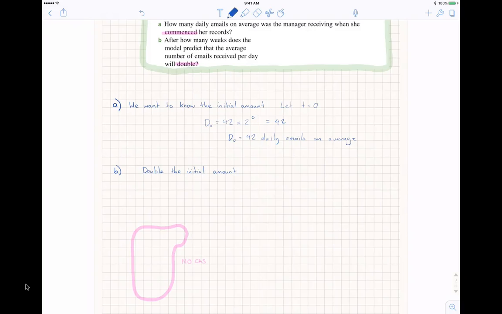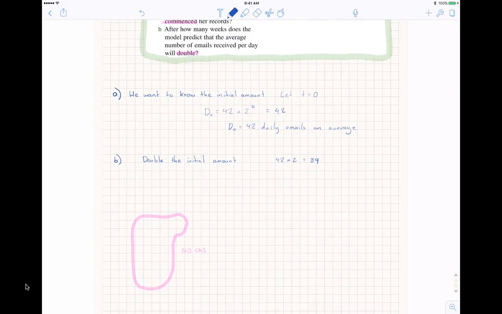Second part of the question, after how many weeks does the model predict that the average number of emails received per day will double? If it's doubling, that means we need to double the initial amount. So in other words, we have 42 times 2, which equals 84. To find the amount of weeks until the amount of emails is doubled, we need to substitute D equals 84 into our equation.